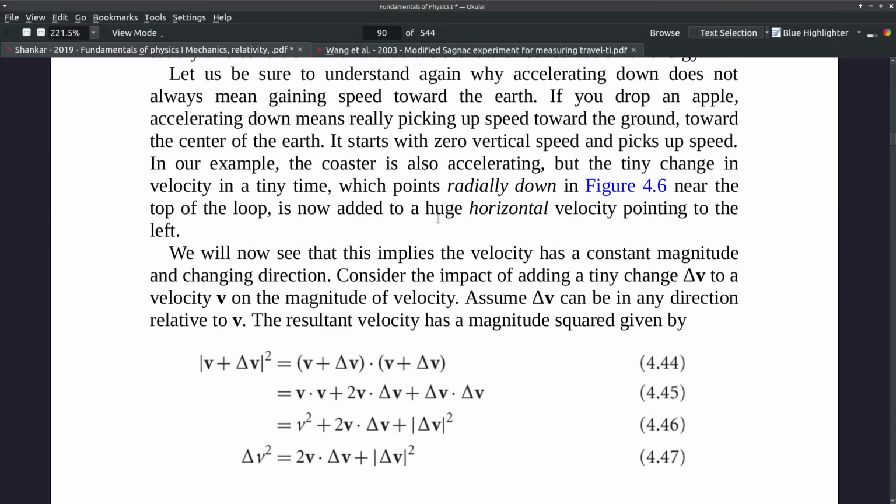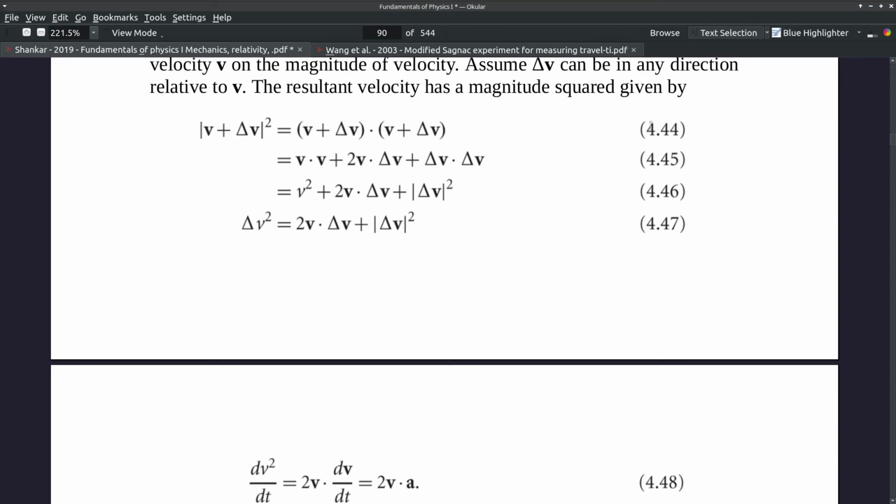It is now added to a huge horizontal velocity pointing to the left. We will now see that this implies the velocity has a constant magnitude while changing direction. Consider the impact of adding a tiny change delta v to the velocity v, with v the magnitude of velocity. Assume delta v can be in any direction relative to v. The resultant velocity has a magnitude squared given by equation 4.4 to equation 4.7.